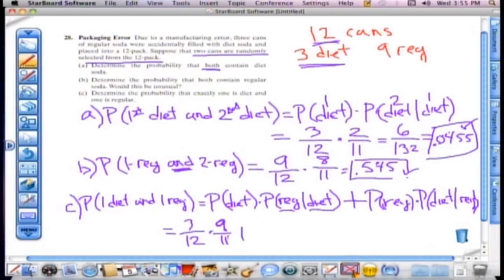Or the probability that you choose a regular, so you have 9 regulars out of the 12 cans, and you have 11 cans left, and all 3 of the diets are left. So multiply, add, then divide. You should get 0.409. So close to 41% of the time, you're going to get 1 diet, 1 regular.